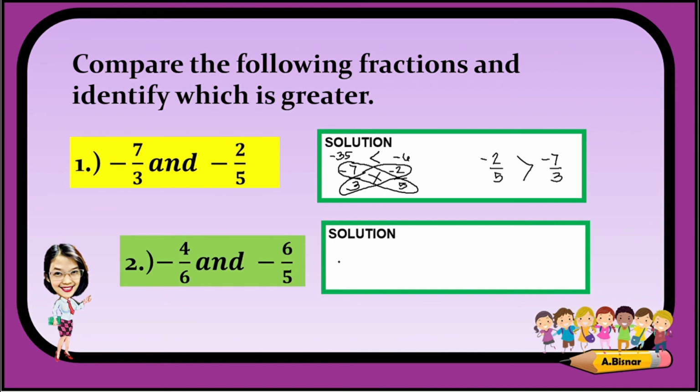Another, negative 4 sixths and negative 6 fifths. So if we cross multiply, this will be negative 20. And this will be negative 36. Again, these are negative numbers. And negative 20 is greater than negative 36. And therefore, negative 4 over 6 is greater than negative 6 over 5.